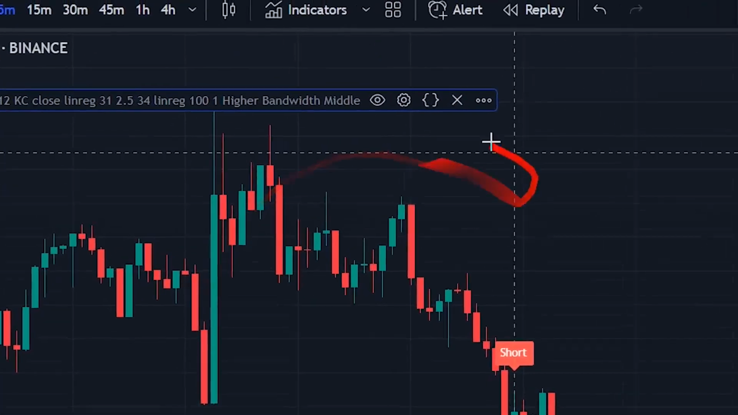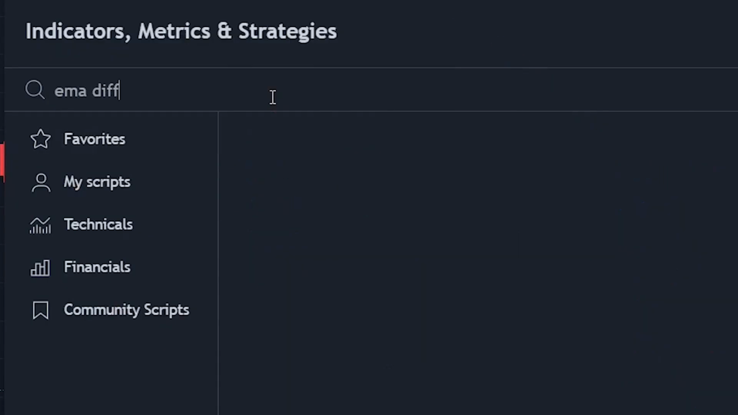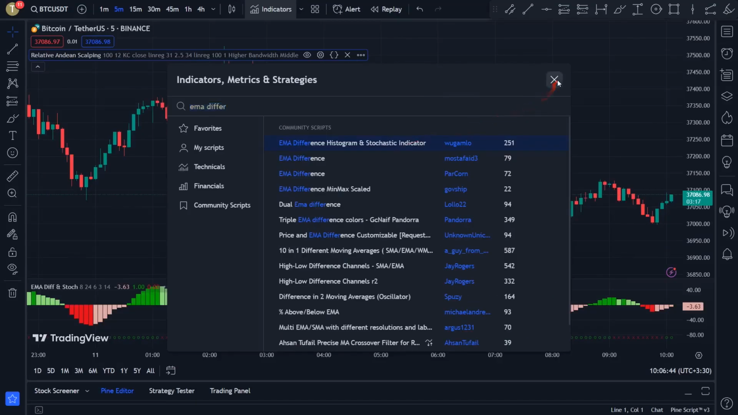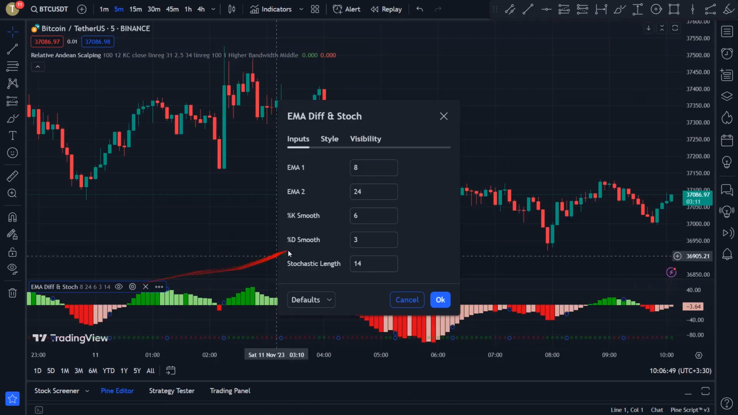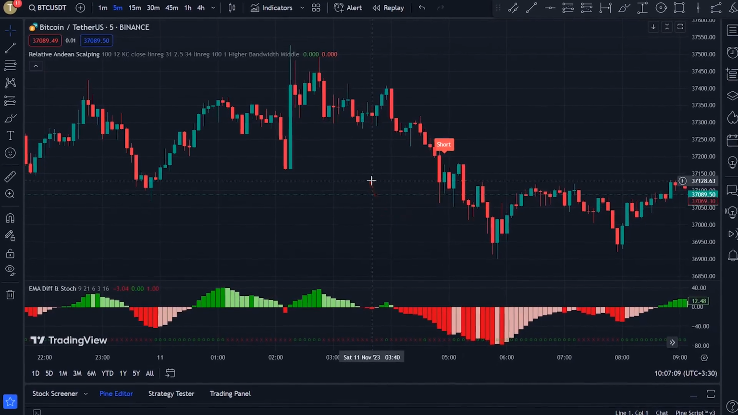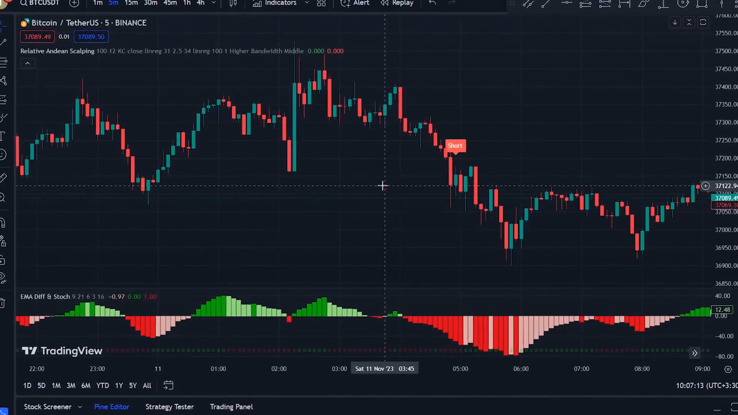Next, we need to add another indicator, so search for EMA, difference, histogram, and stochastic. When you find it, click on it. Go to settings and change the values you see, like me. Now your settings are ready, and I will explain to you how to use these settings and this strategy to be profitable.